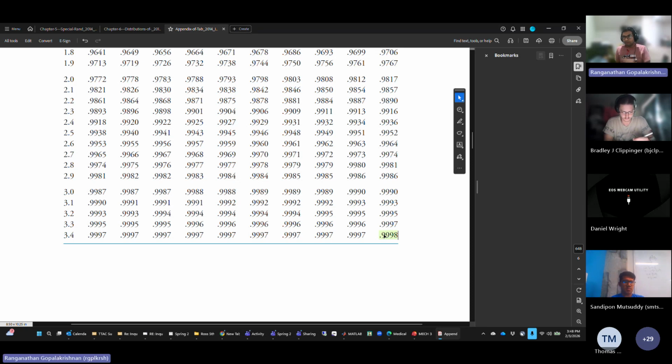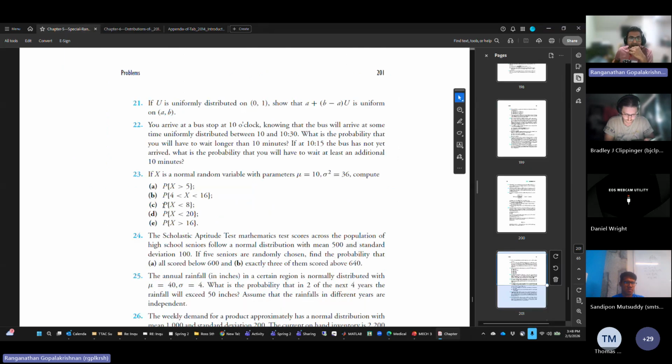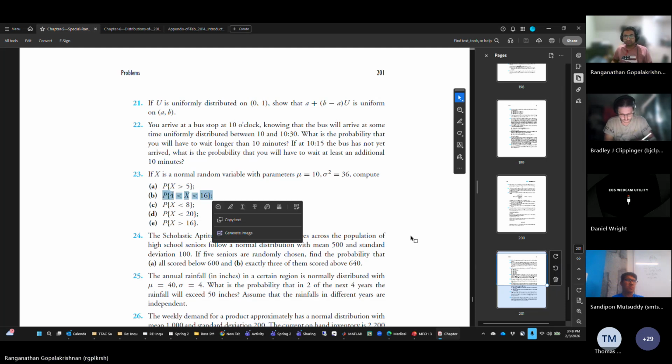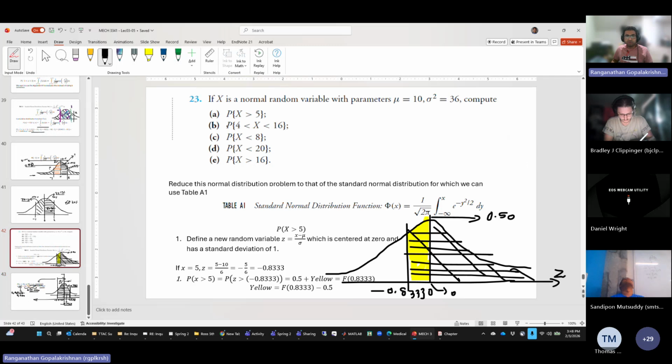Okay, it'll get better as we do a few more examples. It'll get easier. Okay, so let's try the next part. What's the probability that x is between 4 and 16? So we'll do the second one here. What's the probability?